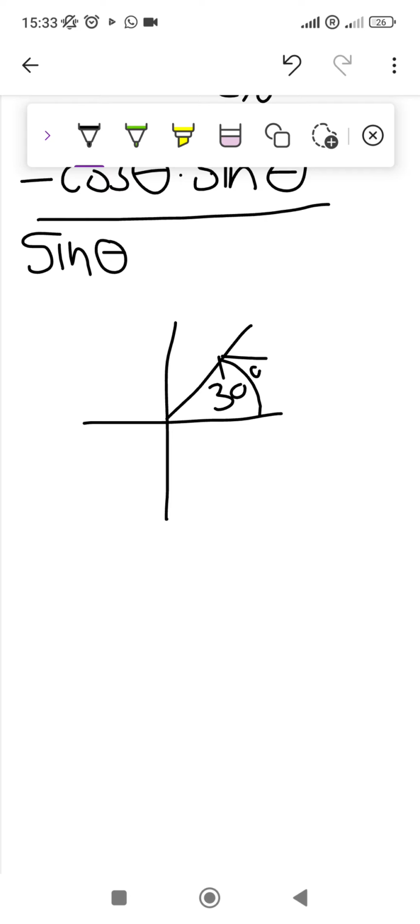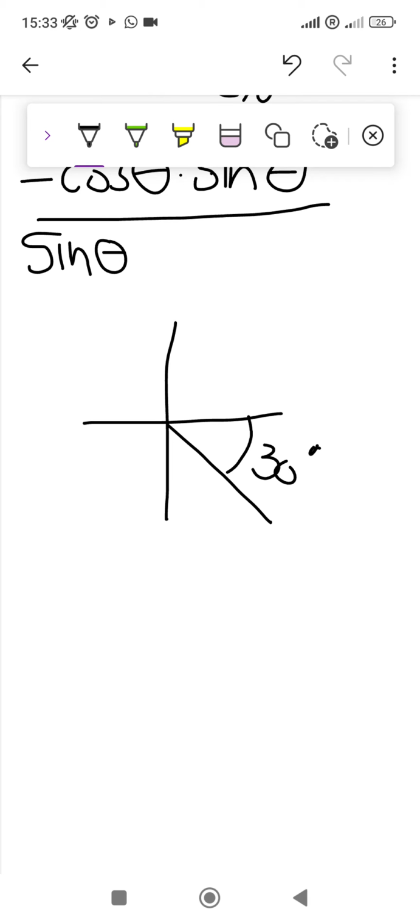But once we are dealing with a negative angle, all that means is we are moving in a different direction. Still positive x-axis, but now instead of anti-clockwise, you're moving clockwise. So if you have 30 degrees, you will go 30 degrees this way, and your 30 degrees is over here. So when we say negative 30, it's actually still 30 degrees, just moving in the other direction.